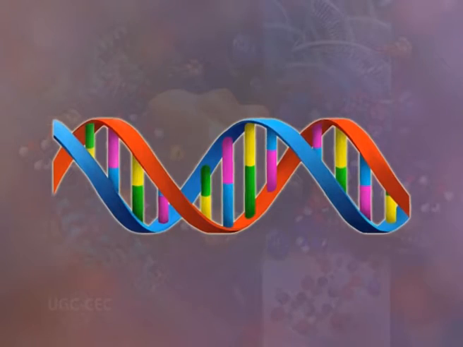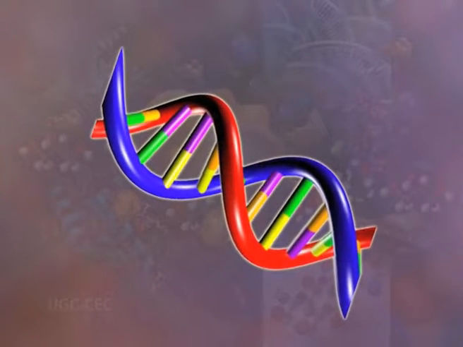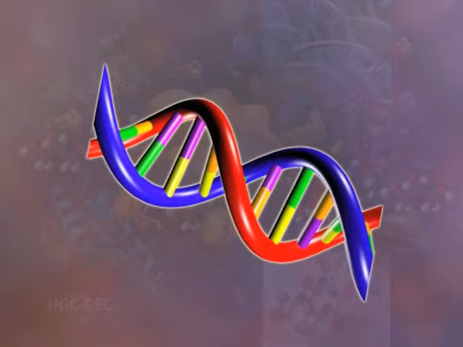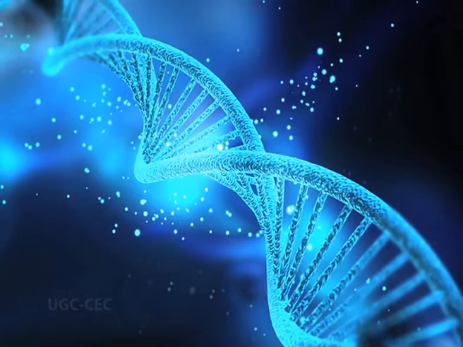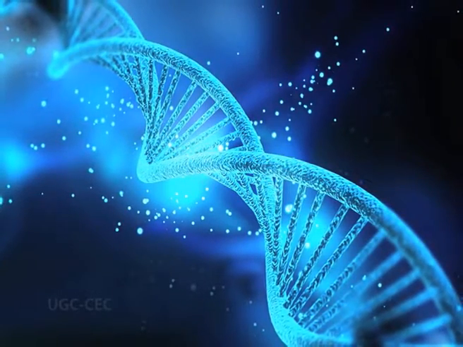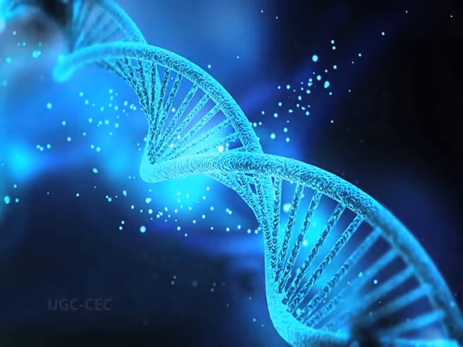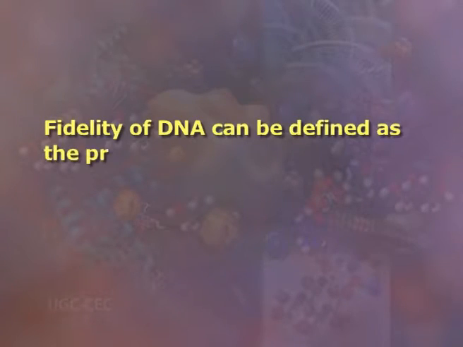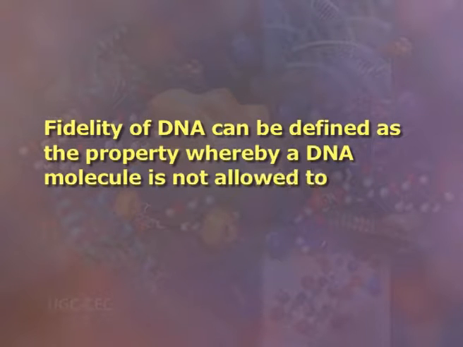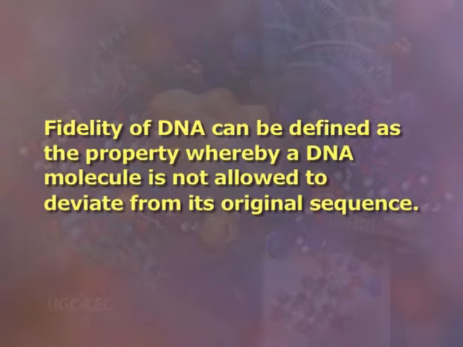DNA codes for life. It carries the information that defines a species and hence is responsible for all the characteristics and traits of a given organism. Hence, any alteration or injury, damage to it, can result in changes in the features of an organism or how it functions. Even a single base change can have these effects. Nature, therefore, has worked out several systems and mechanisms to ensure the fidelity of DNA, which can be defined as the property whereby a DNA molecule is not allowed to deviate from its original sequence.